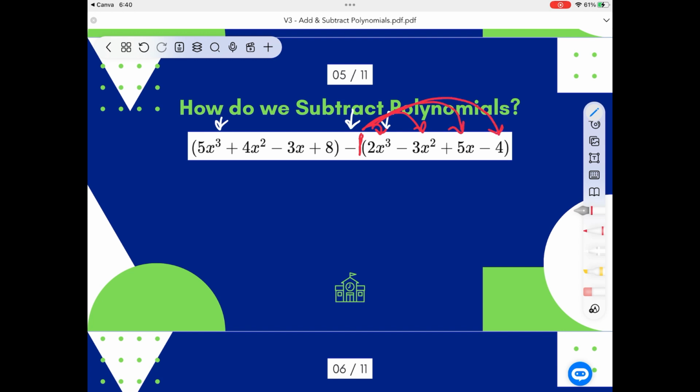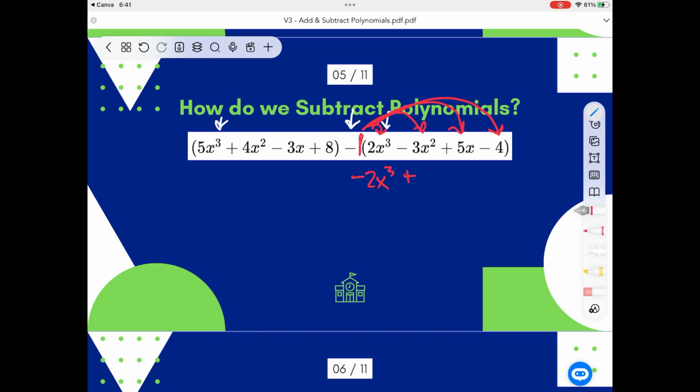So we can multiply them, because if I subtract a 2x to the third power, that's like a negative 2x cubed that's going to be combined with the 5x cubed from the first one. And if I subtract a negative, subtracting negatives is like actually adding, because a negative times a negative makes a positive.